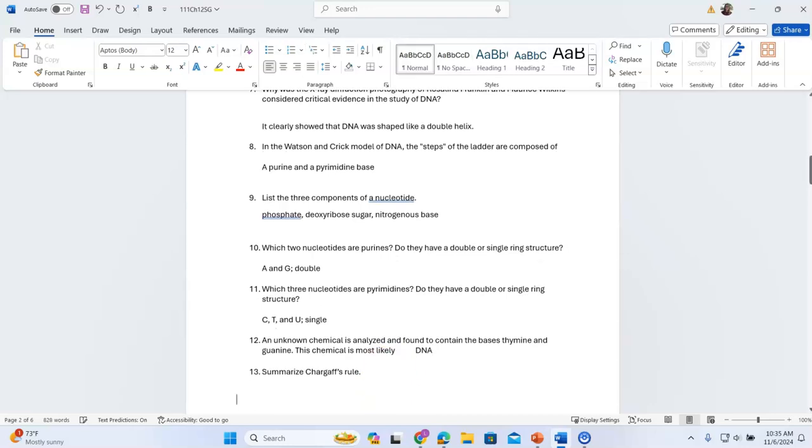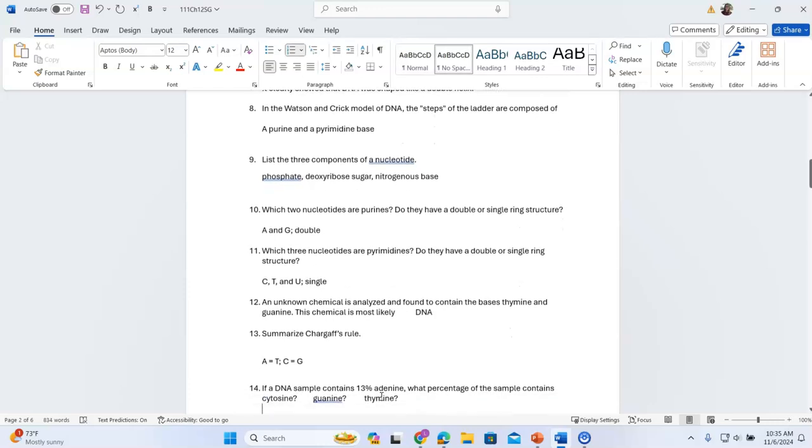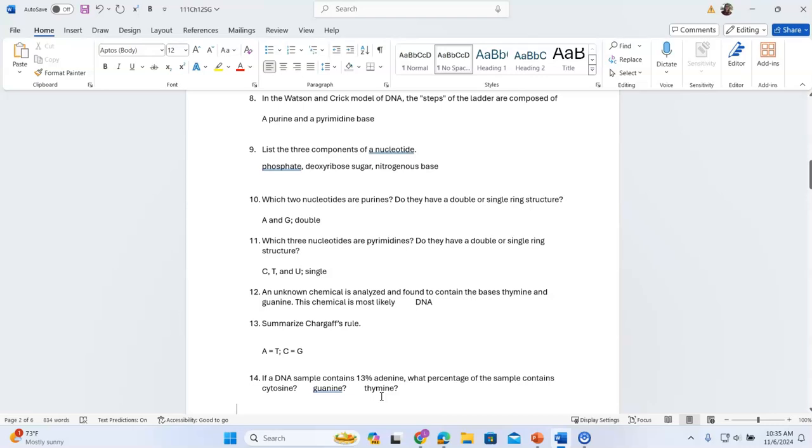Summarize Chargaff's rule. Chargaff's rule just stated that in any sample of DNA from any species, the amount of A is equal to the amount of T, and the amount of C is equal to the amount of G. And we use that now in our rule of complementary base pairing to say that A's always pair with T's and C's always pair with G's in the double-stranded DNA molecule. Now, we've got a math problem. The DNA sample contains 13% adenine. So we already know thymine is going to be 13%, because it will be the same as adenine.